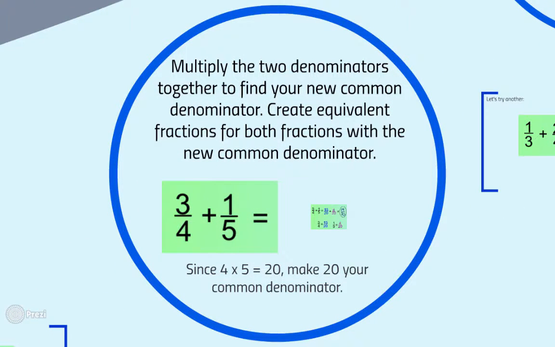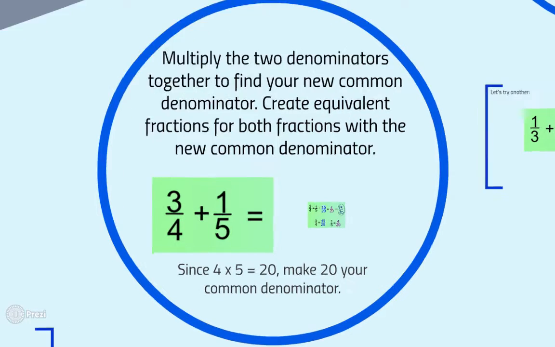Sometimes, one number is not a factor of another. If that's the case, multiply the two denominators together to find your new common denominator. Create equivalent fractions for both fractions with the new common denominator. So if we're adding 3/4 plus 1/5, we can find a common denominator by multiplying 4 times 5. Since 4 times 5 is 20, we can make 20 our new common denominator.